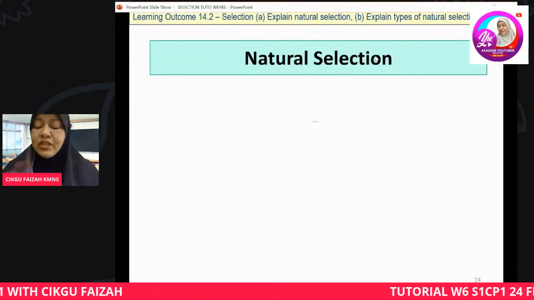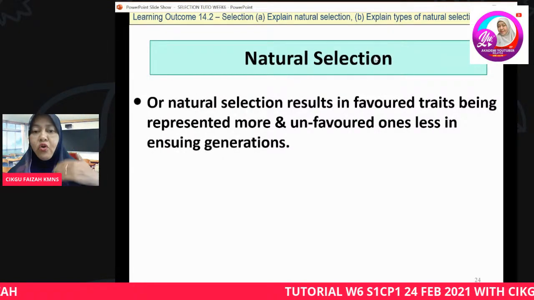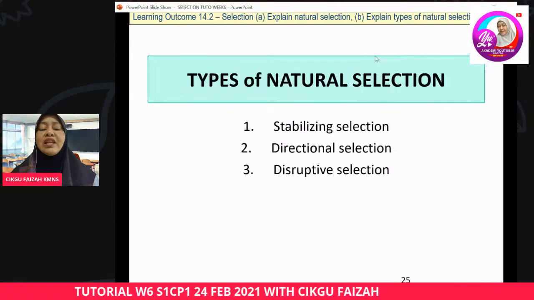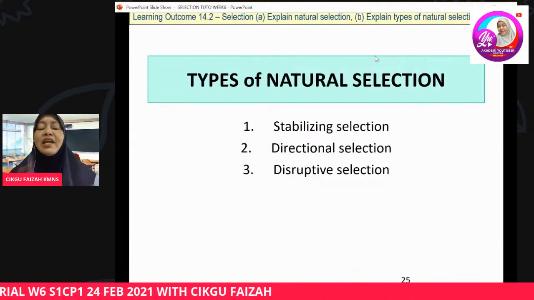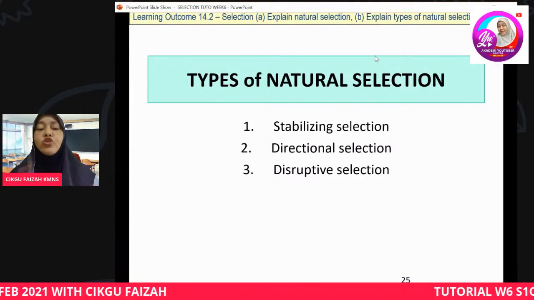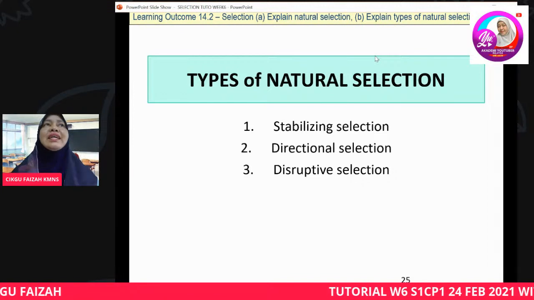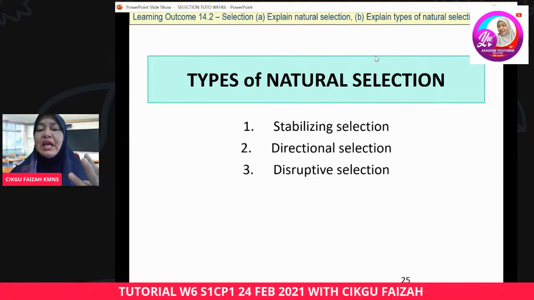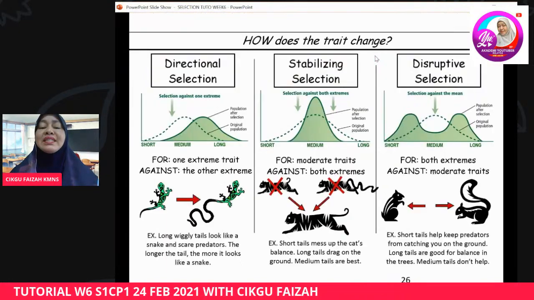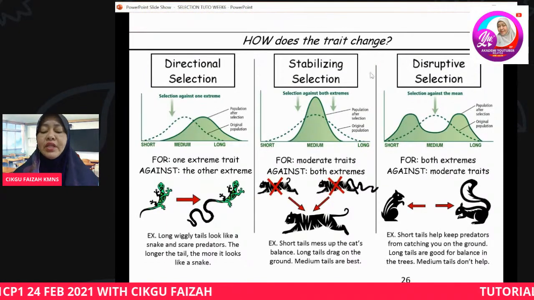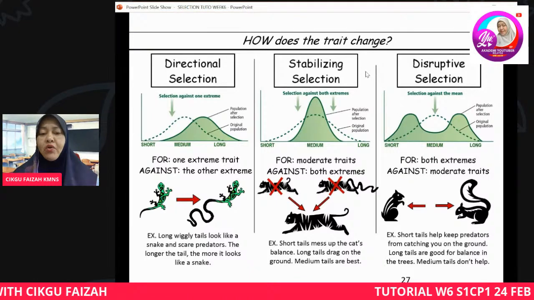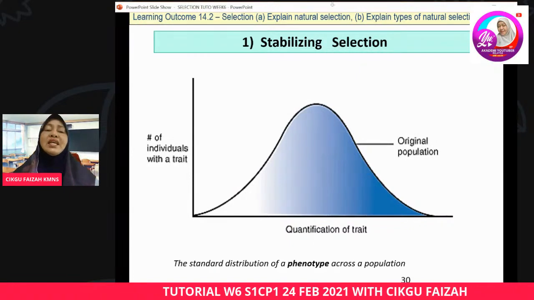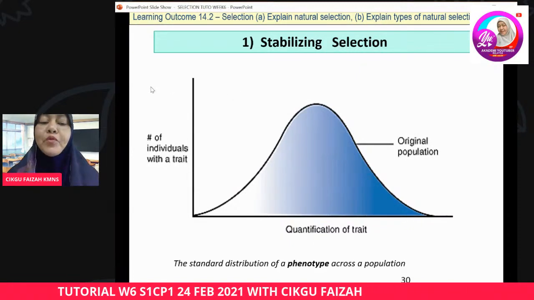Now, this is what we're going to go through, the 3 types of natural selection. The 3 types of natural selection are stabilizing, directional, and disruptive selection. You must be able to sketch the 3 types of graph to refer to these 3 types of natural selection. So let's start with the first one. I think I've already shared this with you. You need to be able to plot. This is the normal or the original population.